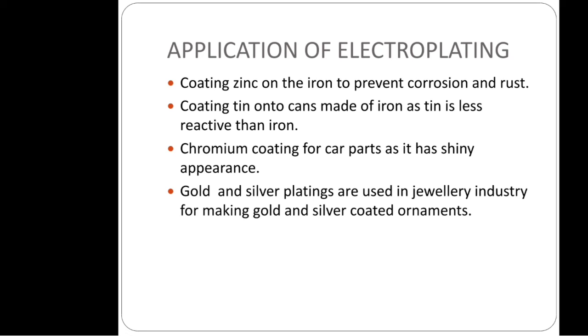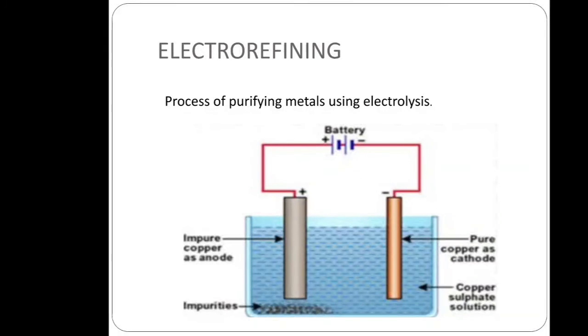Then chromium coating for car parts, as it has a shiny appearance. And gold and silver plating are used in jewelry industries for making gold and silver ornaments. So these are the various applications of electroplating. So the next process is electrorefining.